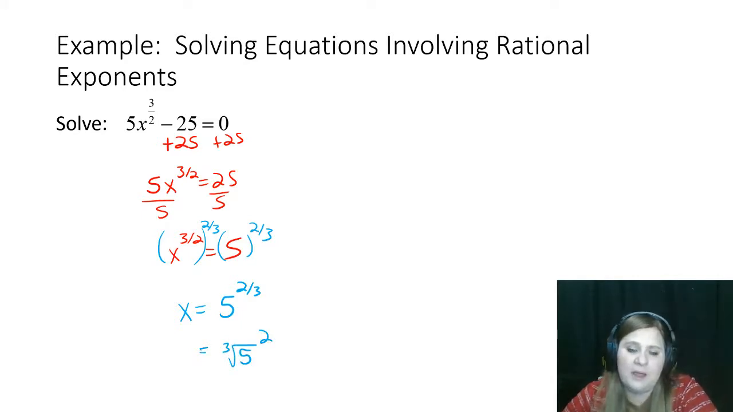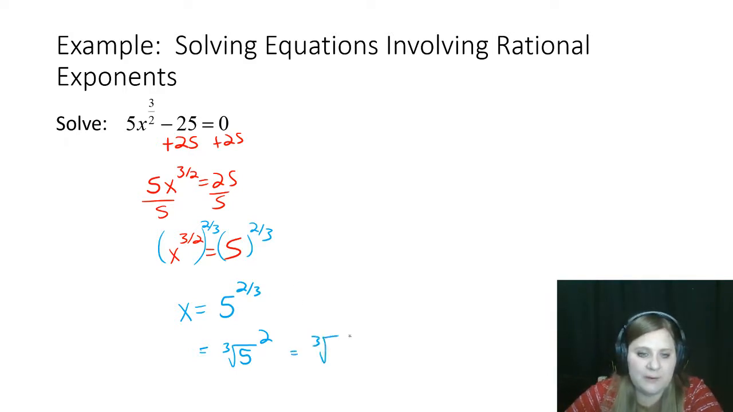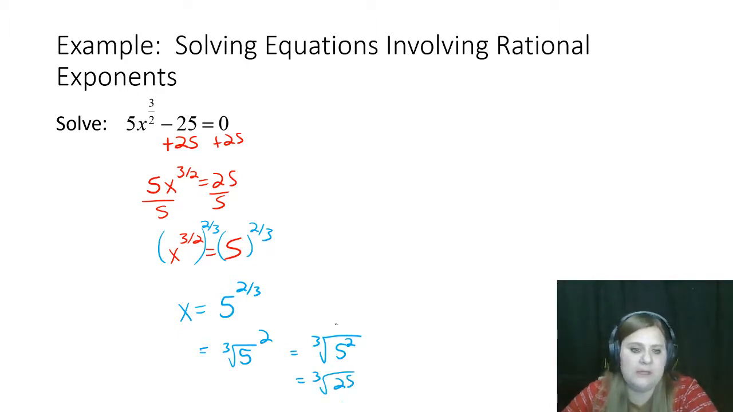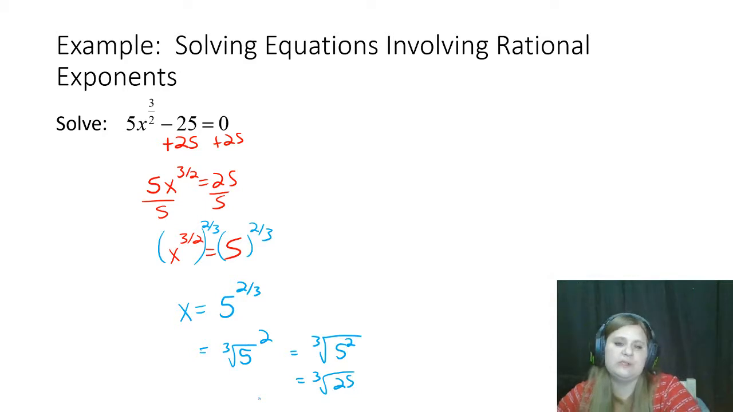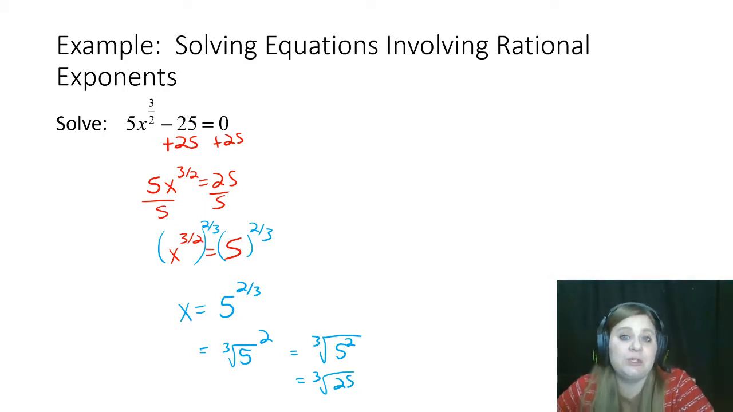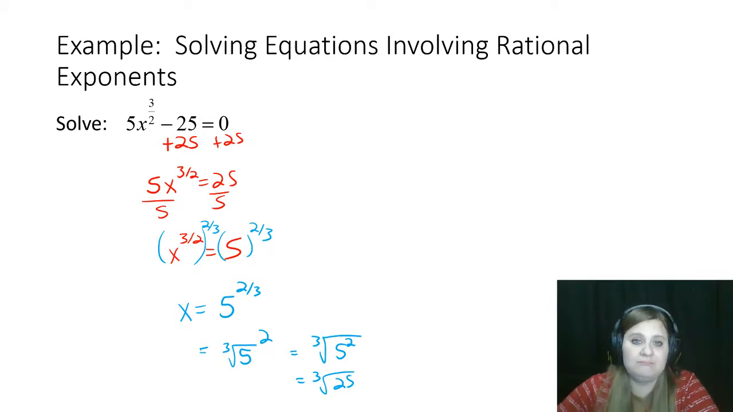Now, again, you can write this with the squared inside if you prefer. And you could even write this as the cube root of 25 if you like. All of these are equivalent. So just pay attention to how the question asks you to answer it. Okay.